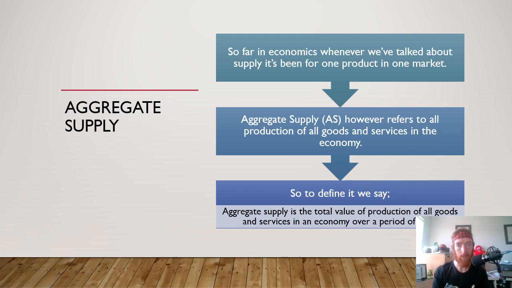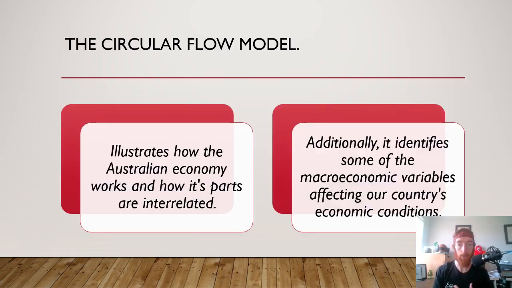So then when we start to look at these and how they interact and what they're affected by, we look at what's called the circular flow model. So this is illustrating how the Australian economy works and how parts of it are interrelated. And additionally, it identifies some of the macroeconomic variables that affect our country's economic conditions. So basically, we're going to be looking at how we get incomes, and when we get incomes, where it goes, and how the total level of demand is created.